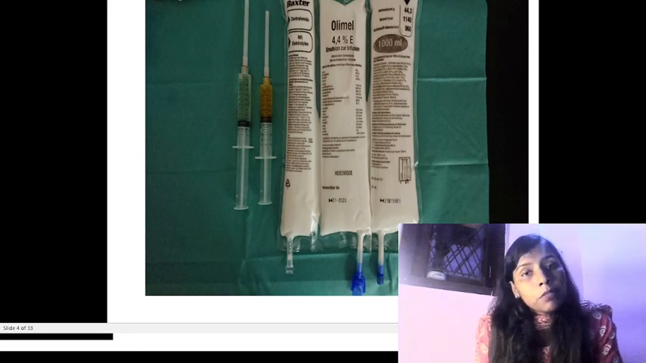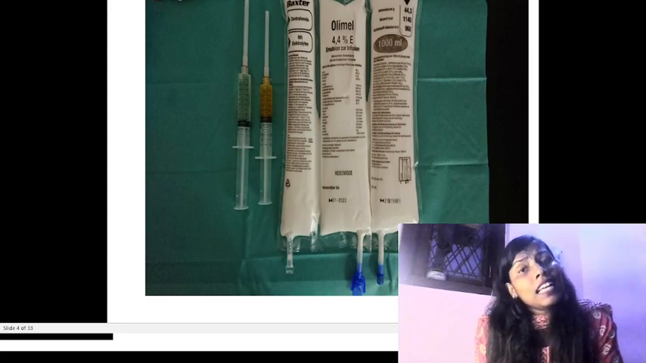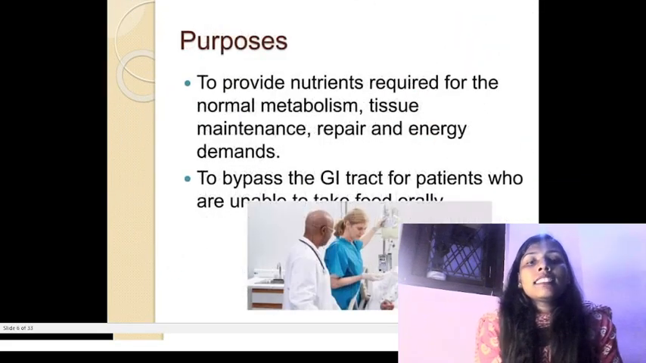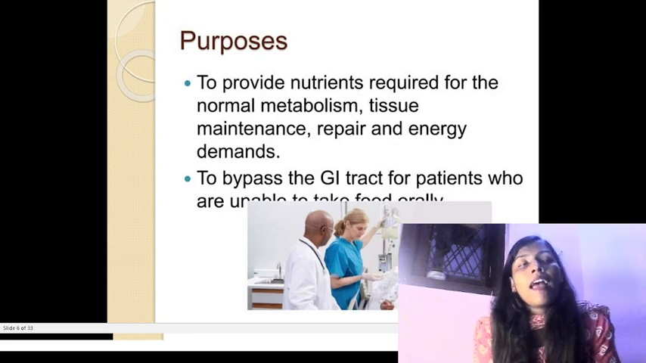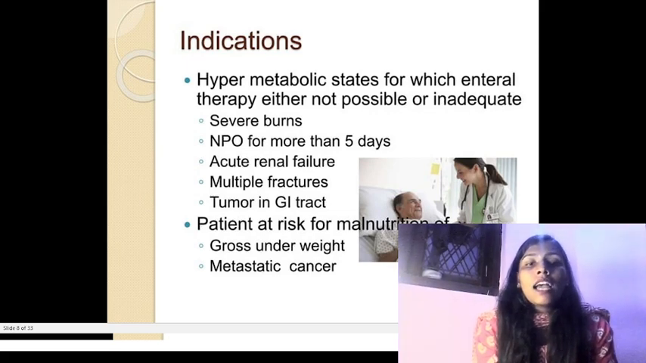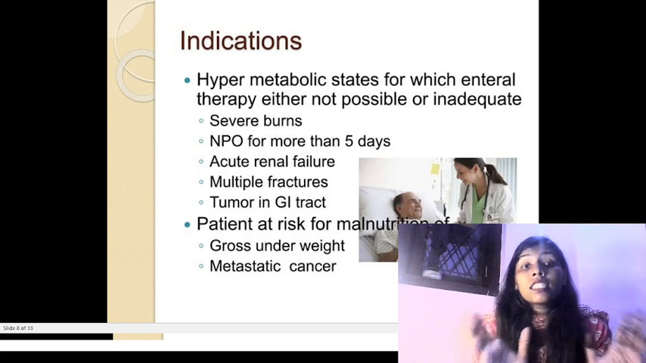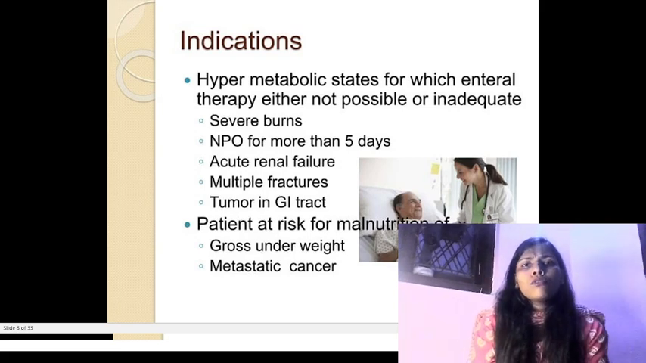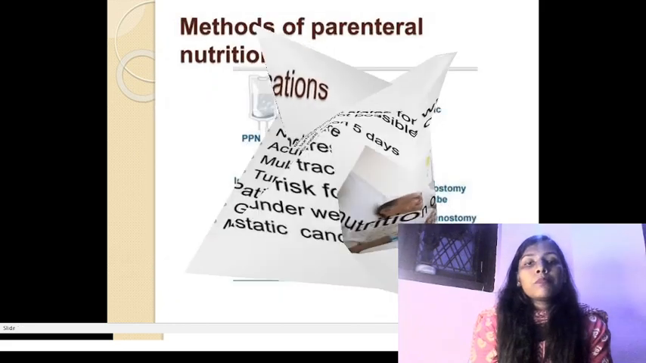The patients who are not able to take orally, or the patients who are chronically ill, and for whom the energy has to be given, it will be given by our TPN. It is a kind of hypertonic solution, as I have already told you, and is required for normal metabolism, tissue maintenance and repair, and energy. Why we need it, I have already told you: in case the patient has a severe burn, the patient is NPO, acute renal failure, multiple fractures, tumor of the GI, and in all those cases we have to give TPN to the patient.